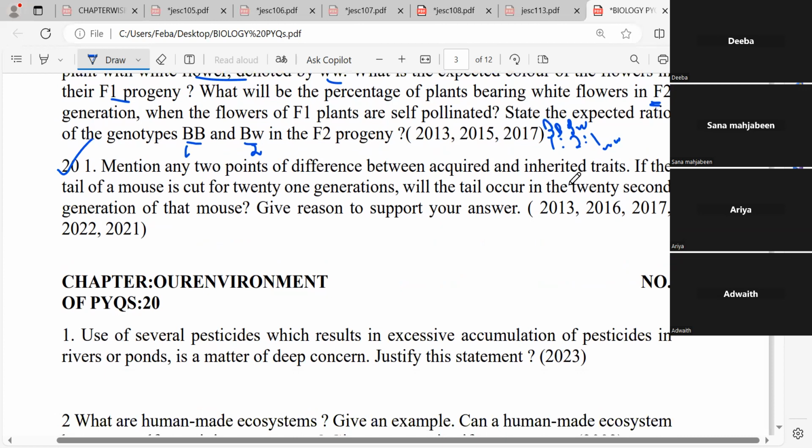Now, mention any two points of difference between acquired and inherited traits. We already discussed how inherited and acquired traits are different. One is getting transferred to the next generation, the other is not. One is associated with changes in the reproductive cells, and the other is associated with changes in non-reproductive cells in your body.